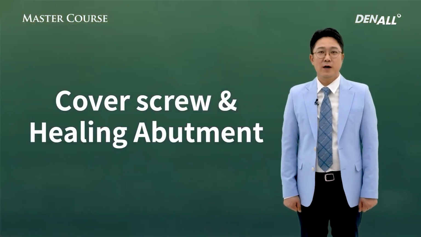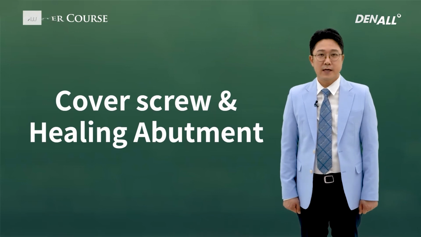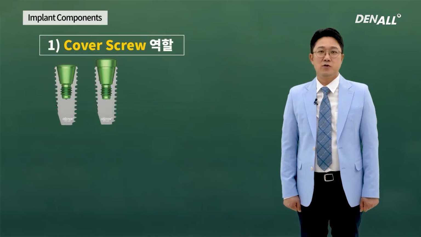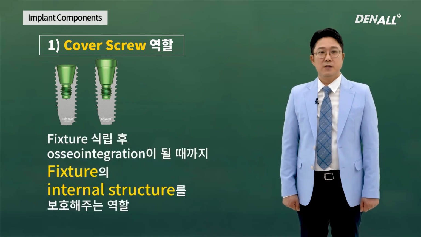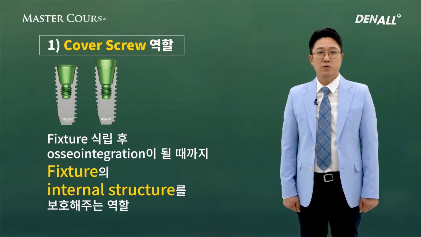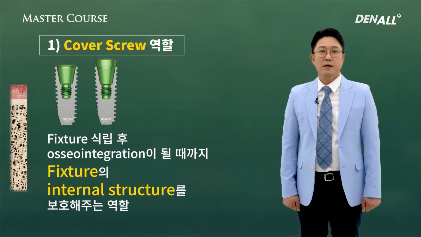I'm going to talk about cover screw and healing abutment. Cover screw is used for two-stage implant surgeries, and the implant is placed up until osseointegration. It protects the internal structure of fixture.